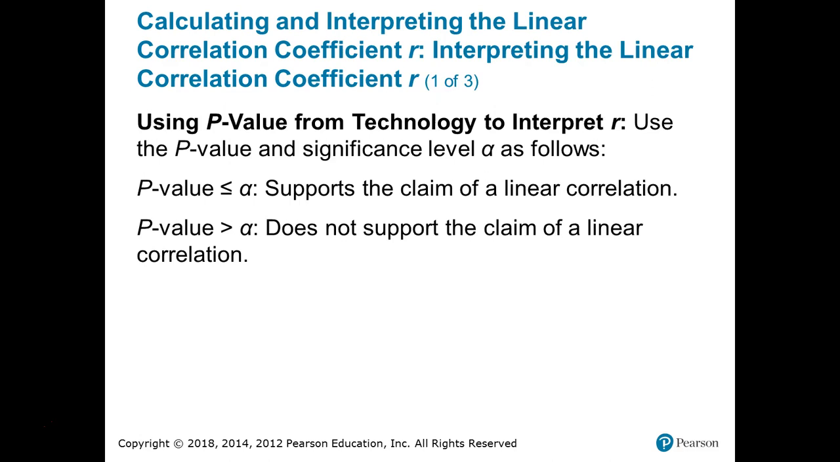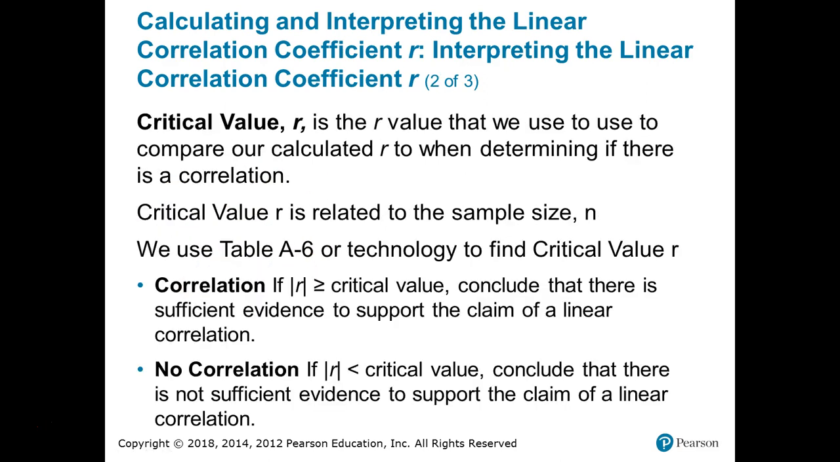Okay, so let's get into a little bit more of the meat and potatoes. This is the new stuff. We will use the p-value from technology to interpret R. If the p-value is less than or equal to alpha, that supports the claim of a linear correlation. If the p-value is greater than alpha, it does not support the claim. So kind of star this area, because this is something you'll actually be using when we do these problems.